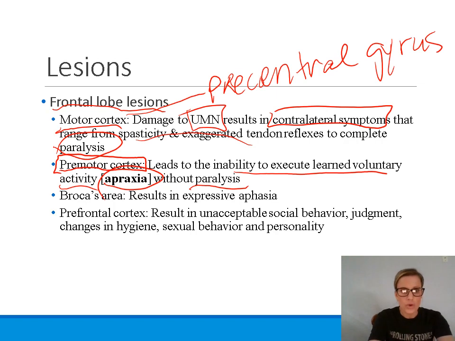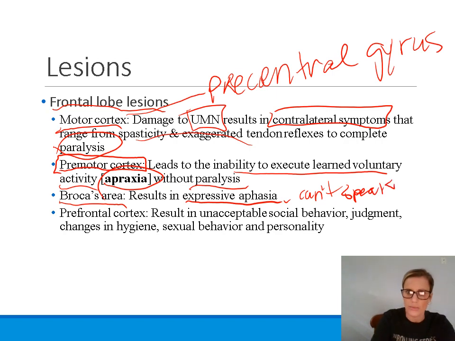If the lesion is in Broca's area, remember, Broca's area is also called the motor speech area. And this is the area that helps us plan out the contractions that are necessary for speech, right? Really complex tongue movements and movements of the lips. These are planned in Broca's area. So if the lesion is in Broca's area, this results in expressive aphasia. So they can't speak properly.